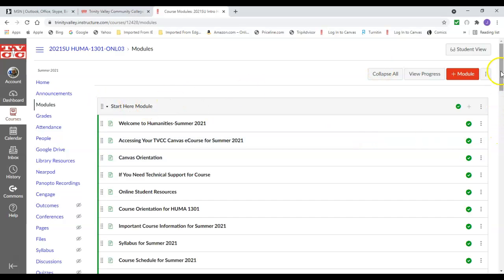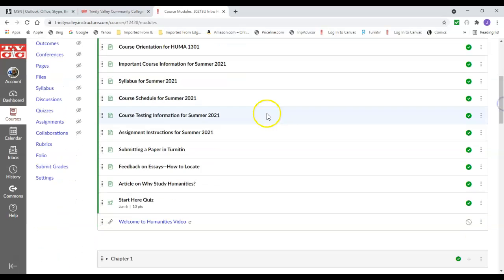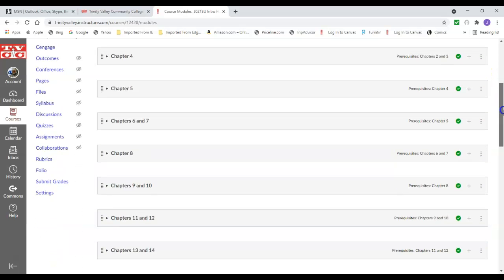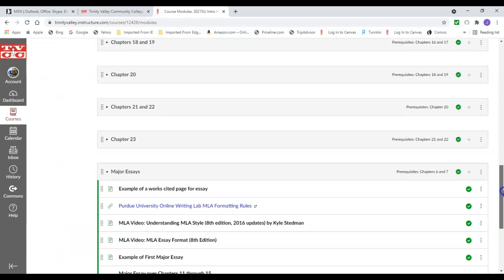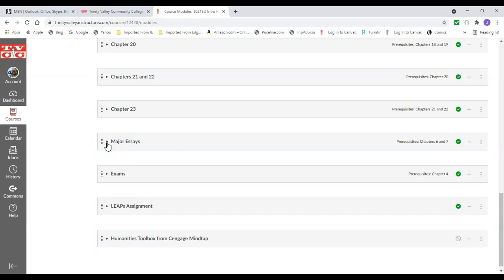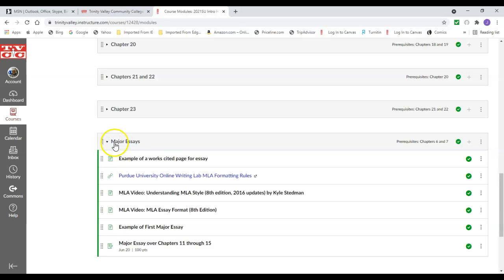I do have for you some details about submitting a paper and turning it in, and also how to find feedback on the essays once they are graded. So you want to make sure that you've looked through these. And then, of course, you want to scroll down and you will see the essay module. If it's closed for you, just click on the cursor, as I'm sure you found out.